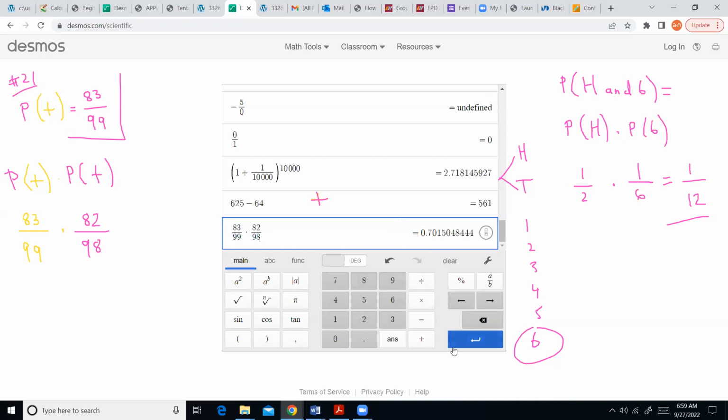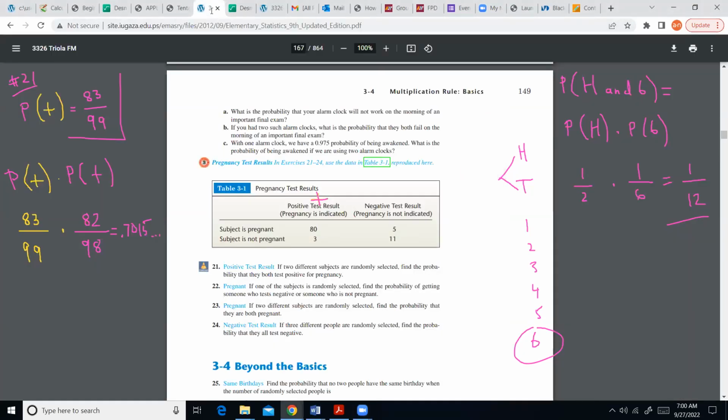I love this calculator. It clearly shows me everything I enter in it. So the fractions are very convenient to work with. And here's my answer, 0.7015 dot, dot, dot. So I put a few significant digits in the calculator, copy them from the calculator on my page. That doesn't really take too long, right? So we've got the answer for problem 21.